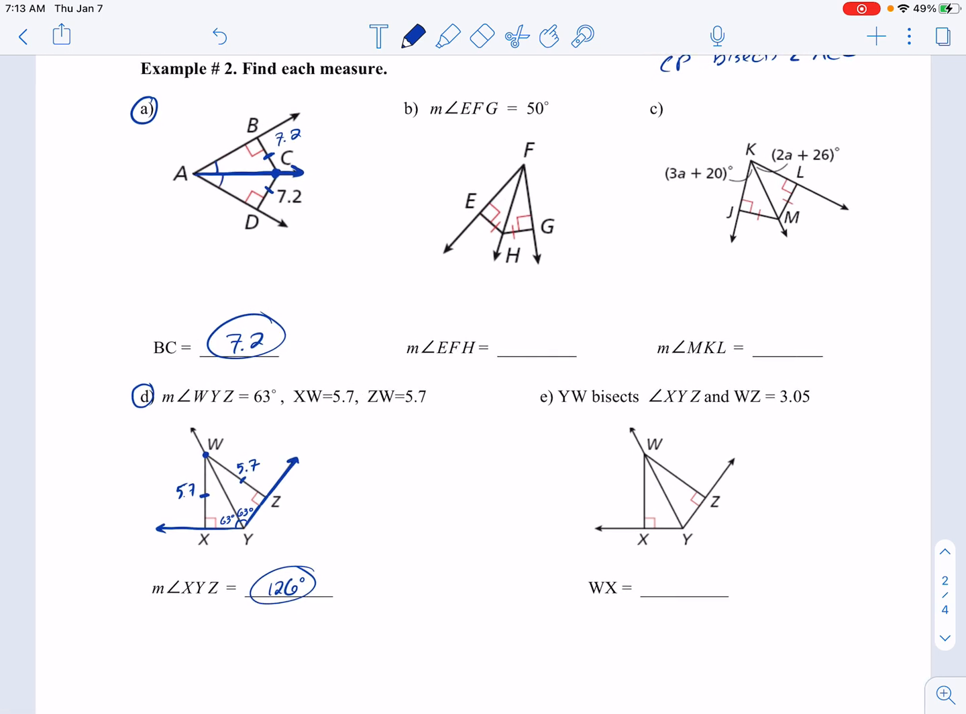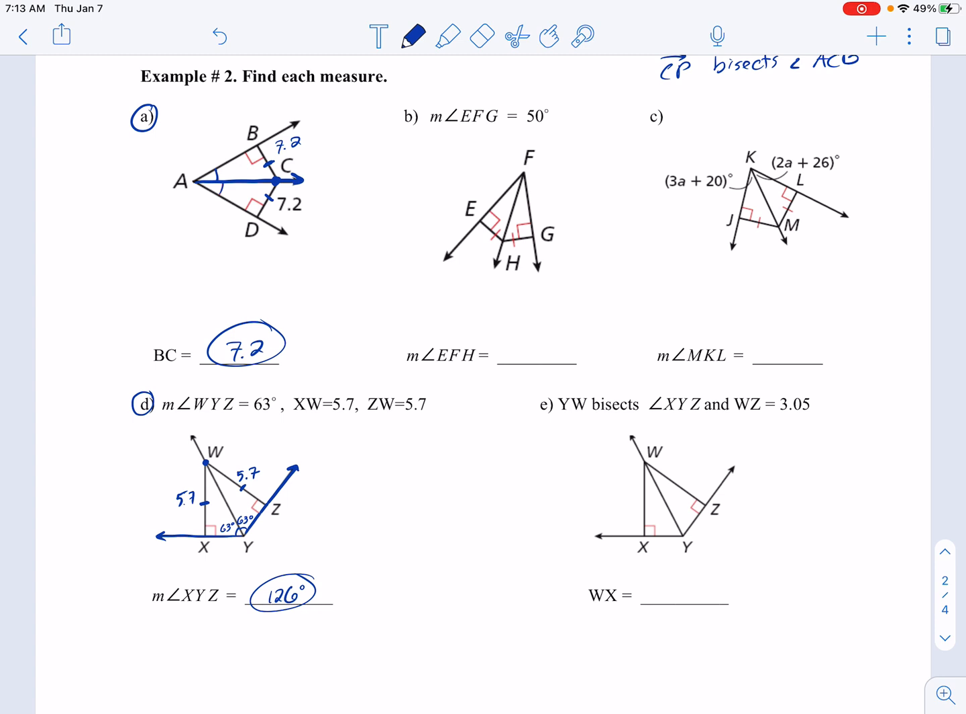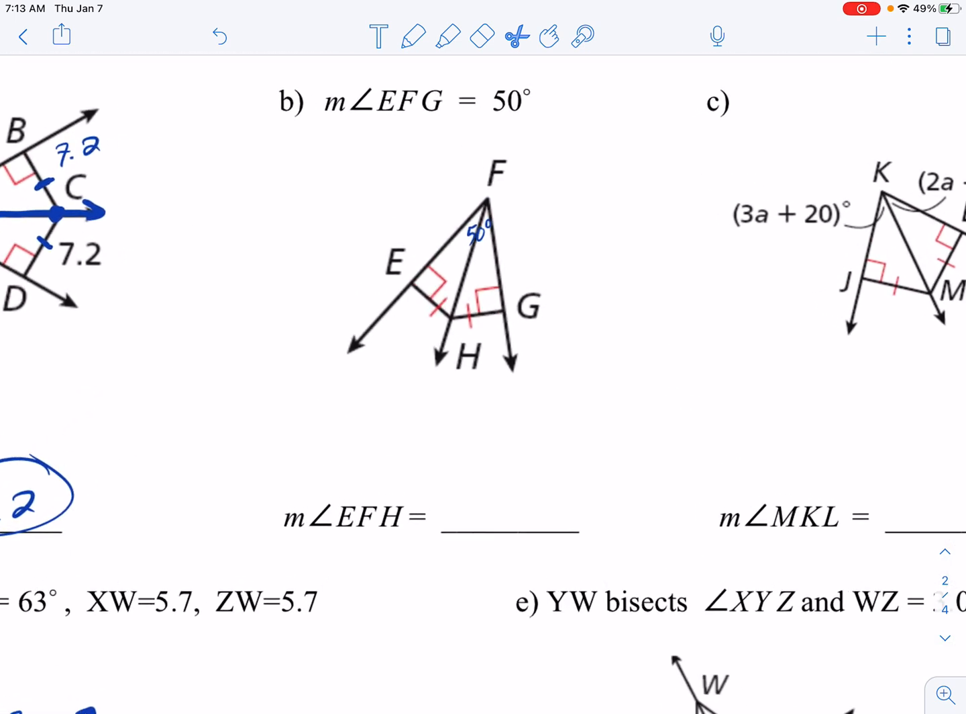Okay, try B, C, and E on your own, using the angle bisector theorem and the converse. For B, EFG is 50 degrees, which is the whole thing. If we want to know what EFH would be, that's going to be half of this angle, because FH is an angle bisector, because H is the same distance to the two sides. So this would be 25 degrees.